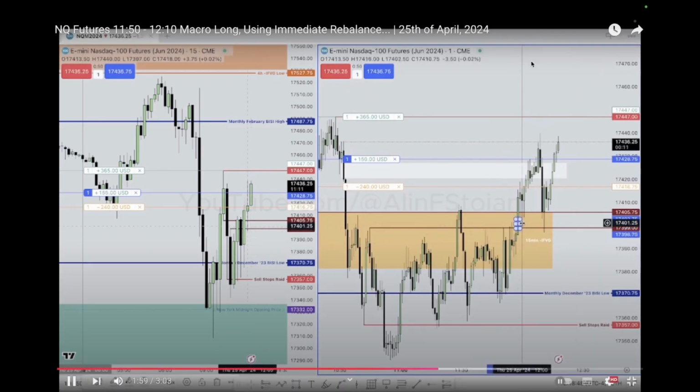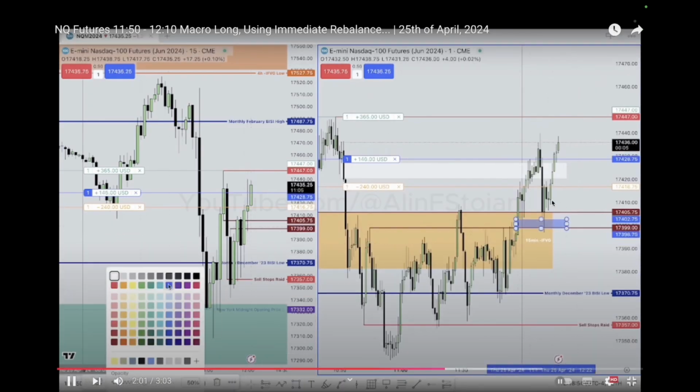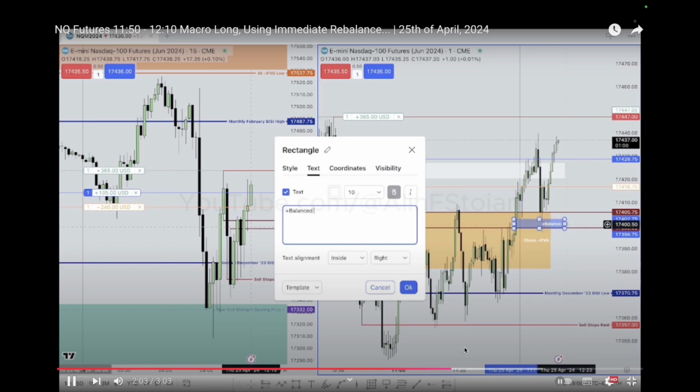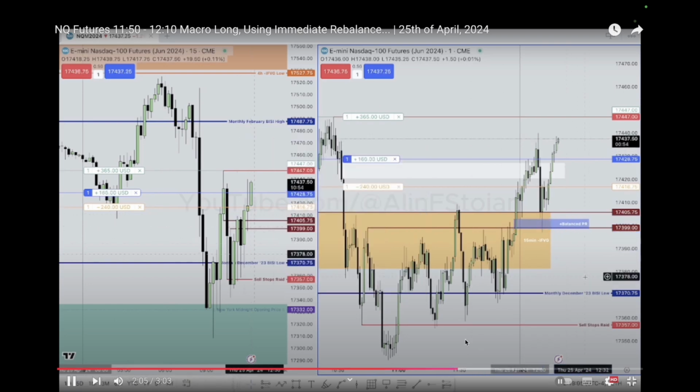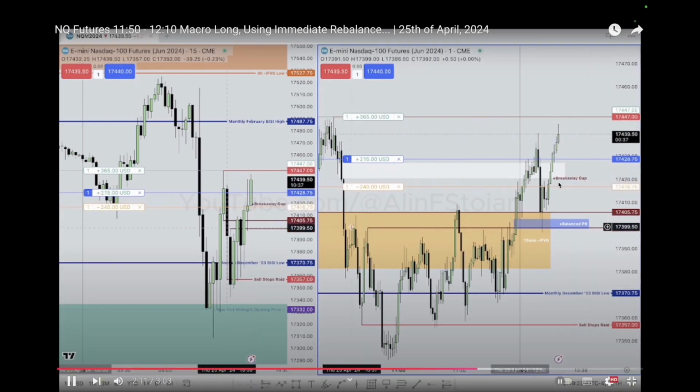Let me just annotate this. Exactly what I saw. Balanced price range. Immediate rebalance. As you can see, I want to see the market go higher with speed. Annotate it as breakaway gap. Exactly what I've told you. We ran away from it. There's no reason for the market to go back into this range with a deep retracement.